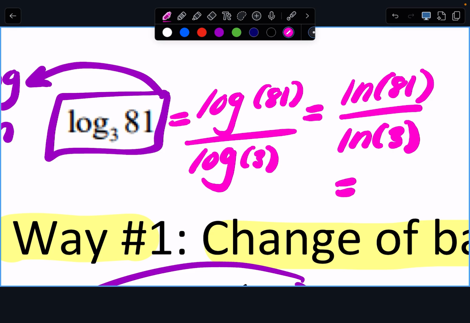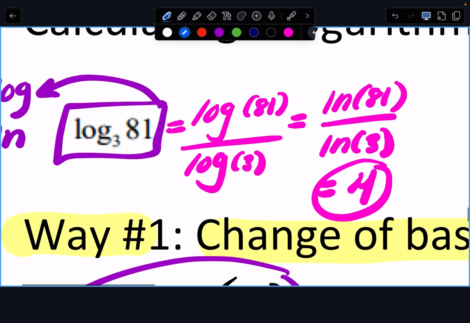So then you would just type into your calculator ln of 81 divided by ln of 3. See, it does all the hard work for you. It's 4. Wouldn't you agree that's pretty easy, but you do have to remember it? Now, if you want to not use your calculator, then you can do it like this, but it's annoying. I just use my calculator. You could go like this.